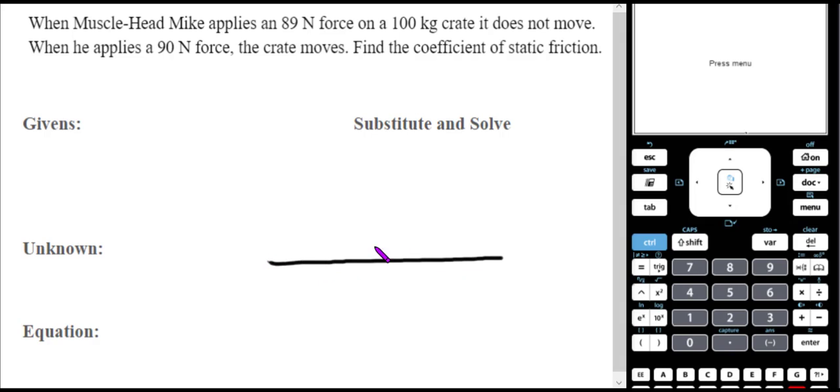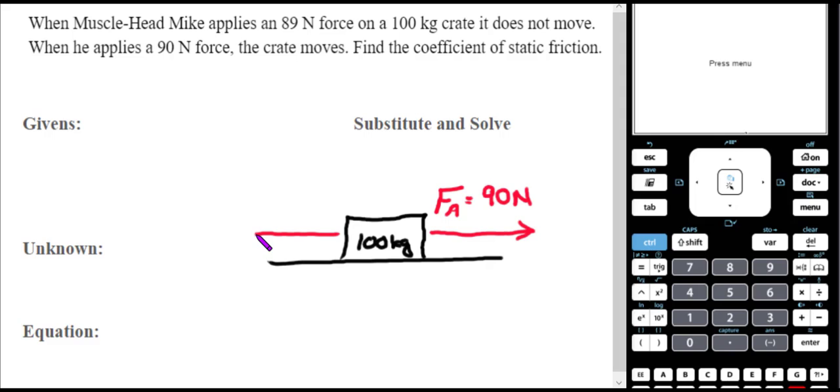Let's draw a free body diagram. I have the floor and I have a crate. Let's make the crate a little bit more crate-like. Okay, I know that this crate is 100 kilograms, and I know that Mike pushes in this direction, force applied, with 90 newtons of force. That means that because the crate didn't move before then, the force of friction static equals negative 90 newtons.